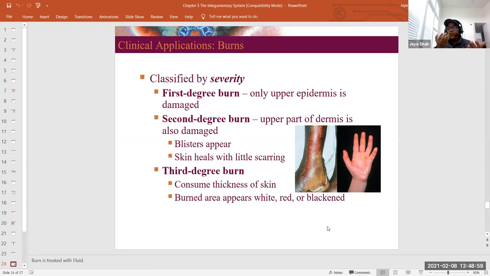The second degree with 50% burn, not the third degree with 50% burn. Because we know a third degree with 50% burn patient, no matter what you do, there's a 99% chance that he or she is going to die. You cannot save. But a second degree burn with 50% burn has more survival rate. So we focus our energy on that patient. That's why it is important to calculate the percentage of burn, okay?